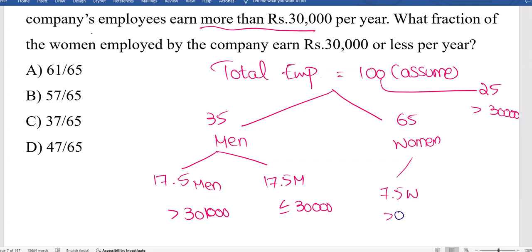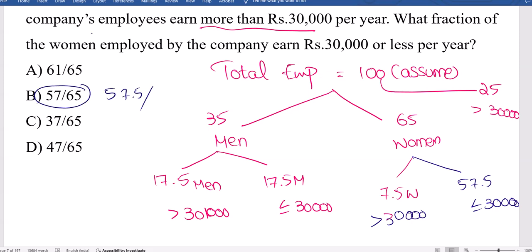57 by 65, we'll see. Greater than 30,000 is this one, 7.5, then the remaining 57.5 are less than or equal to. So your answer should actually be 57.5 divided by 65, the women earning less than or equal to 30,000 out of women. Option B is close enough. If the question is as it is, then the option to be selected is B. 57.5 out of 65. You see the approach, what is happening.